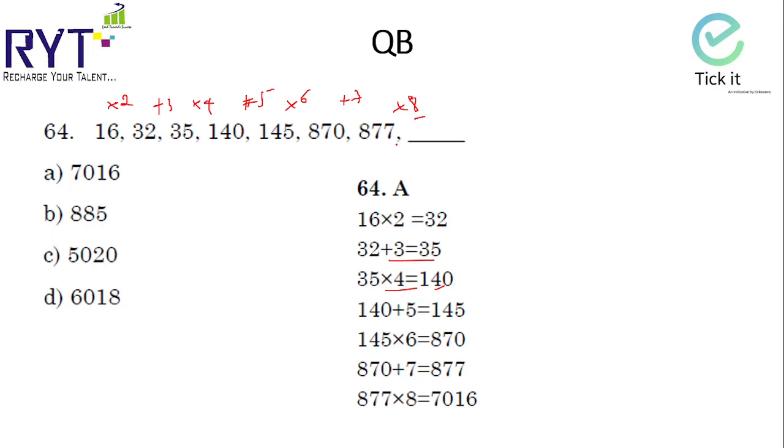Observe the unit digit. 8 into 7, 56. 6 should be the unit digit. Only option A has 7016. Straight away you can click the answer, observing the unit digit.